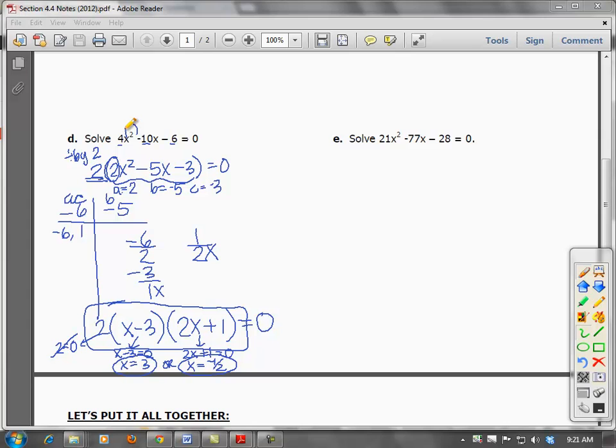What I want to do is have you do question number E, or letter E, but the only thing I'm going to do is start you off. If you look at 21, 77, and 28, they all have a 7 in common. So if I divide each of them by 7, I get 3x squared minus 11x minus 4. What I want you to do is use the snip method to factor it, like we did here, and then I want you to solve in order to find what x equals.